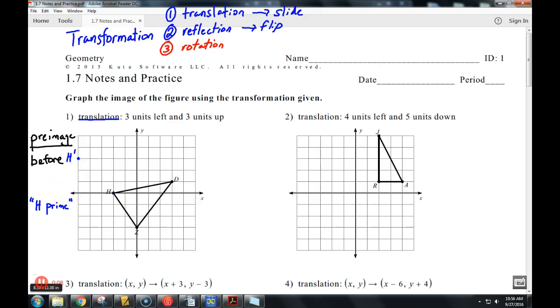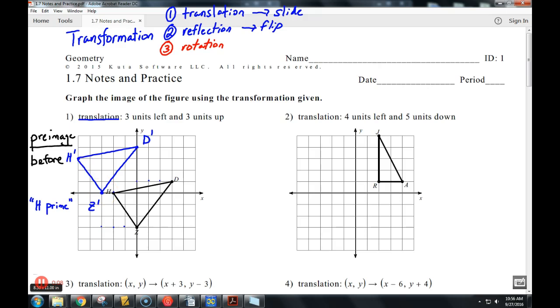And then we've got to do D. So D is going to go 1, 2, 3 to the left, 1, 2, 3 up. So there is the new D, or D prime. And then Z is going to move 3 units to the left and 3 units up, which is going to be right here, and this will be Z prime. Now we're going to draw the new shape. And something that should be true, if everything went the way it was supposed to go, is these 2 triangles should be congruent to each other.